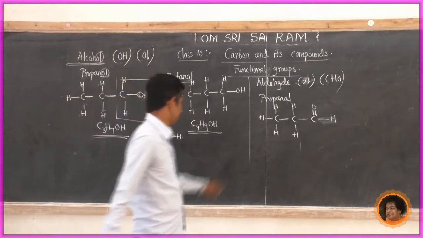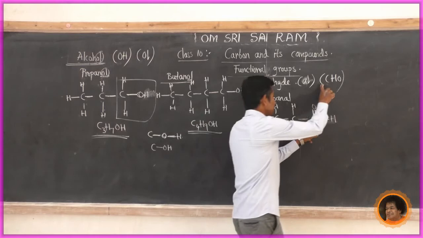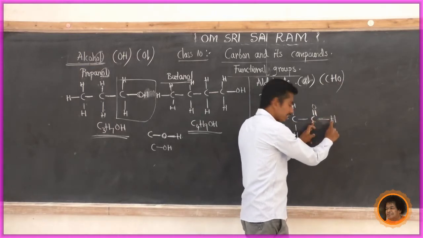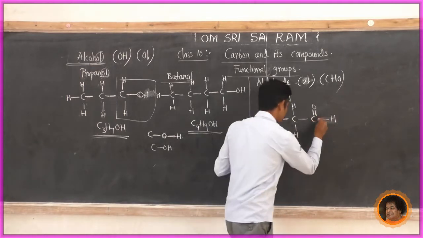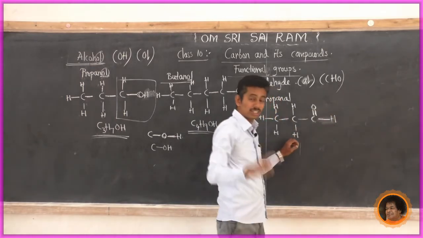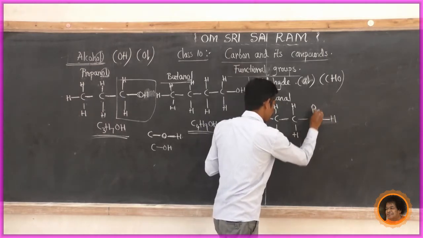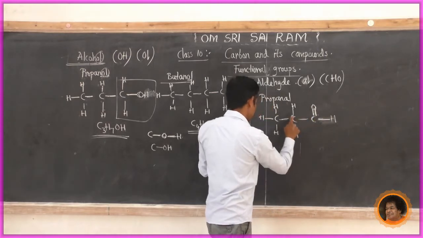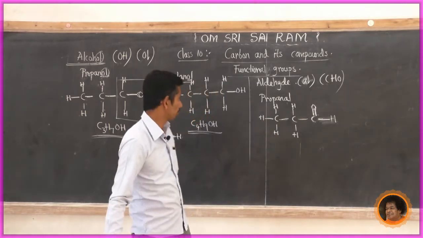Be careful. First write 3 carbons. After that write the functional group CHO. Use this C. There is an H, which contains only 1 electron, so a single bond. Oxygen has 2 electrons in its outermost shell, so a double bond. Then 1, 2, 3, 4 is over. For this carbon 1, 2, 3, 4, write H. Then we get the structure of propanol.